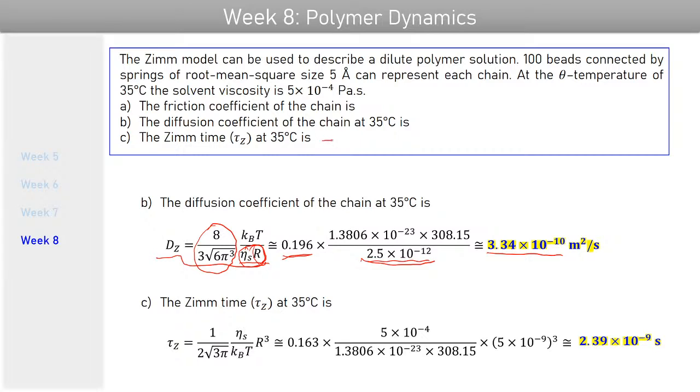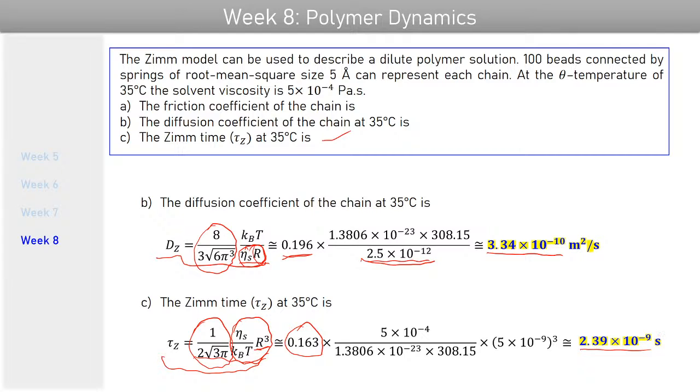And finally, the last part is the Zimm time, for which the expression was again discussed during the course, and that's this. Everything that appears on the right hand side is known to us. R we already calculated in the previous slide as b times square root of n, because we are at the theta temperature, and we substitute everything. This factor, 1 over 2 times square root of 3 pi, is approximately 0.163. So we simplify, and finally we get around 2.4 times 10 to the minus 9 seconds.